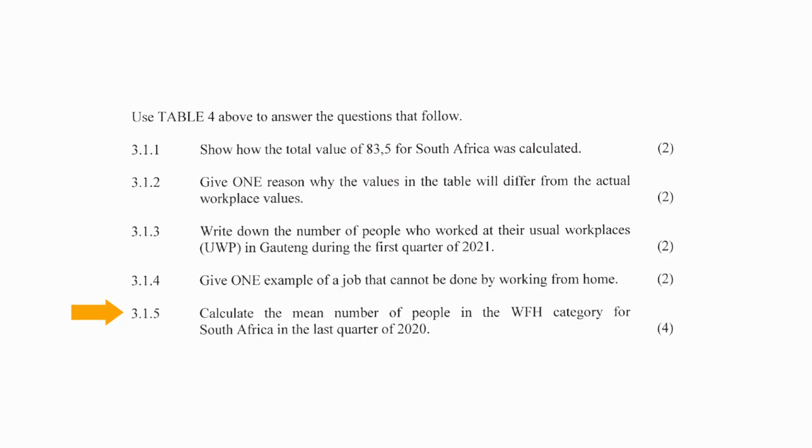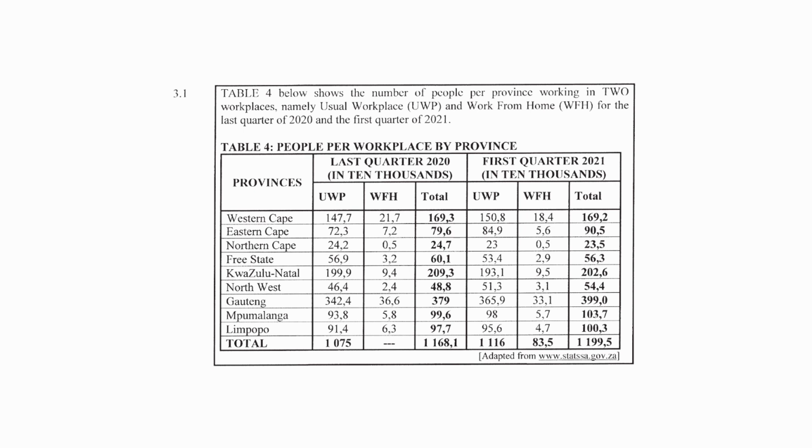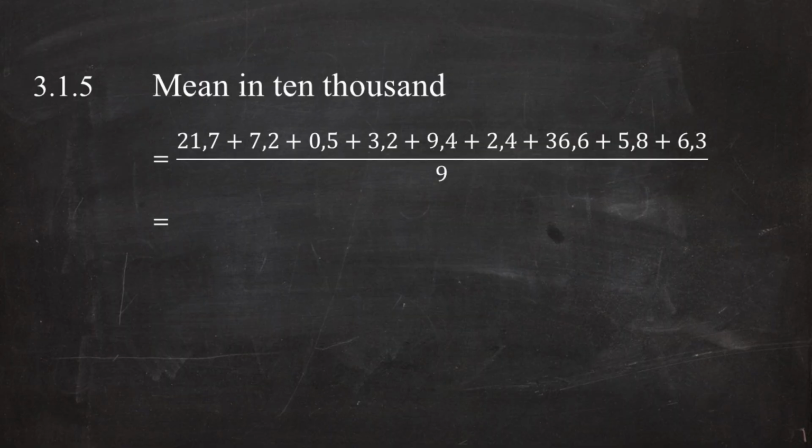In question 3.1.5, you have to calculate the mean number of people in the work from home category for South Africa in the last quarter of 2020. The mean, also known as the average, is the sum of the values in a data set divided by the number of values in that data set. The number of people in the work from home category for South Africa in the last quarter of 2020 is given by these values in the data set. So the mean will equal the sum of these values divided by the number of values in the data set of 9, because there are 9 provinces in South Africa.